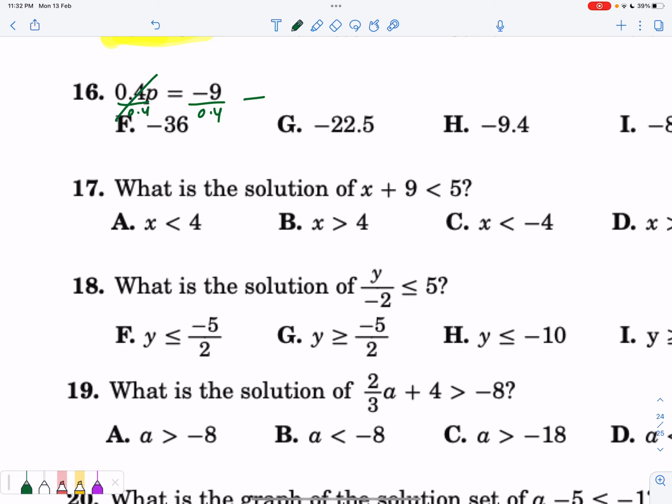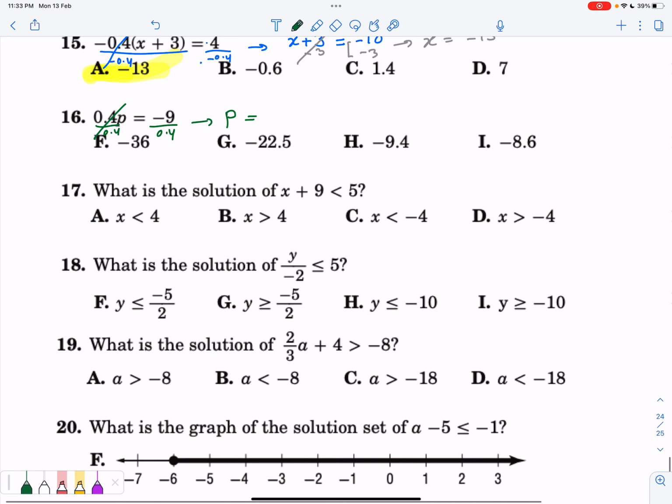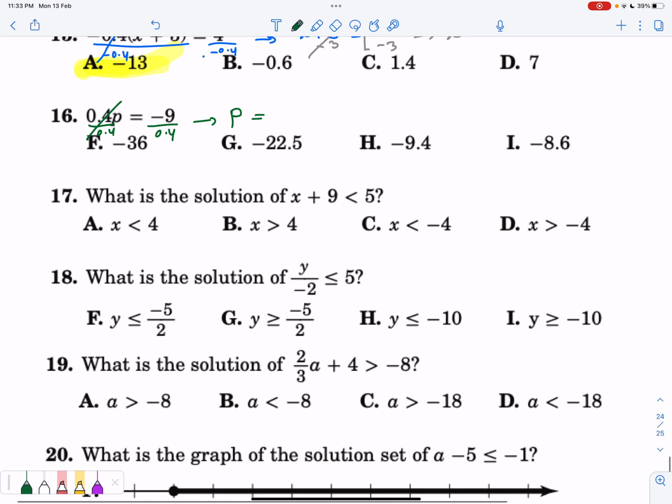So we will get b is equal to, now when we divide 9 by 0.4, let me make sure to divide them. Yes, we will get 22.5. And of course it's going to be negative because I have negative divided by positive. So the correct answer is G.